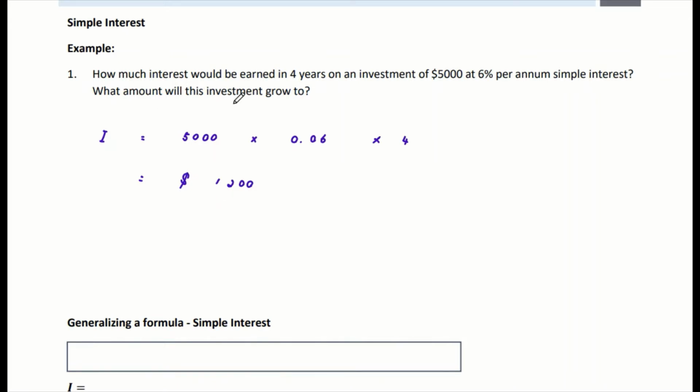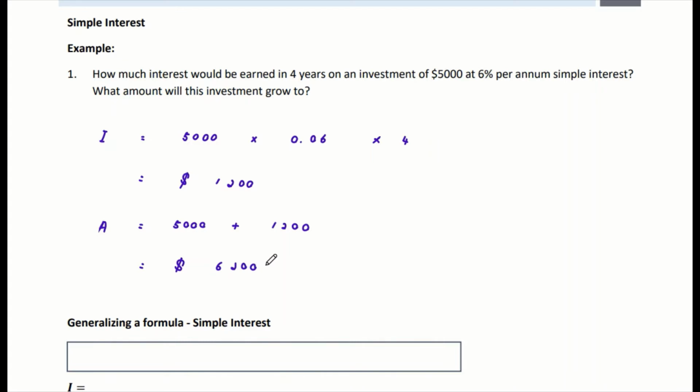So what amount will this investment grow to? He's asking what is the amount of money that you have in your account now. It will be equal to 5,000 plus 1,200, which you earned as interest. So at the end you have a total of 6,200 in the account. Just by doing that.